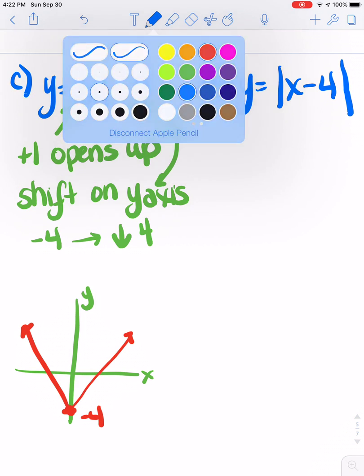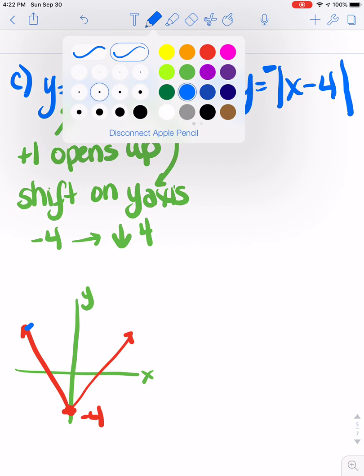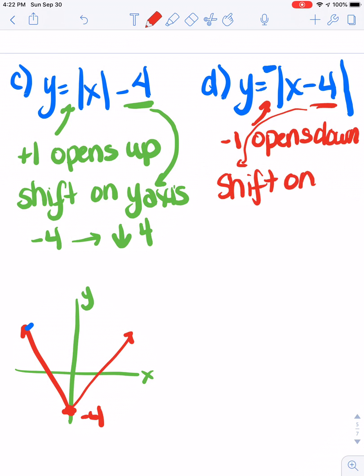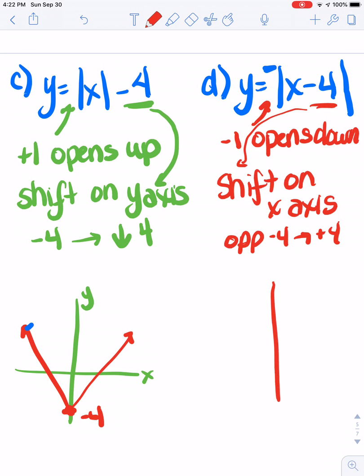Okay, just to make this one a little different, let's consider this one's negative. So if it's negative out in front, that means it's basically a negative 1, which means it opens down. This minus 4 is a shift on the x-axis. So remember, it's opposite. So if it's negative 4, it really goes to positive 4. So if I make my x and y axis, it goes over to positive 4, and then it opens down.